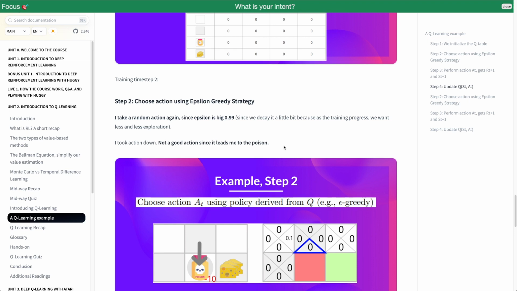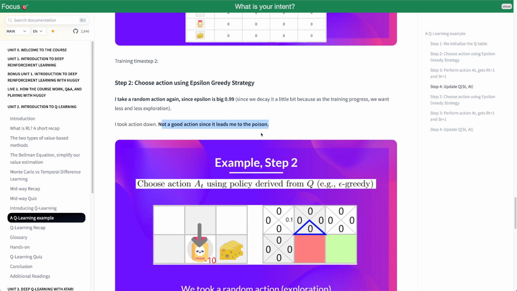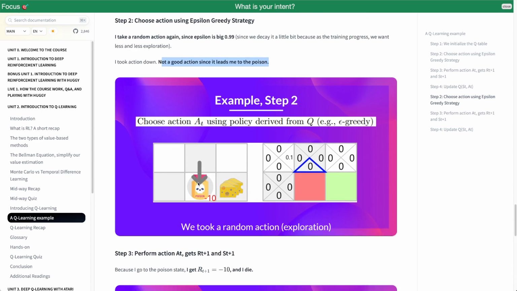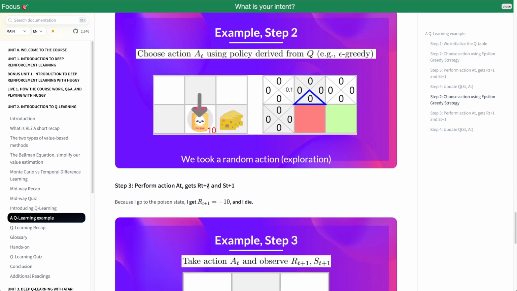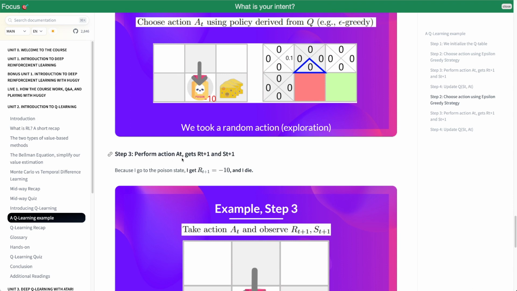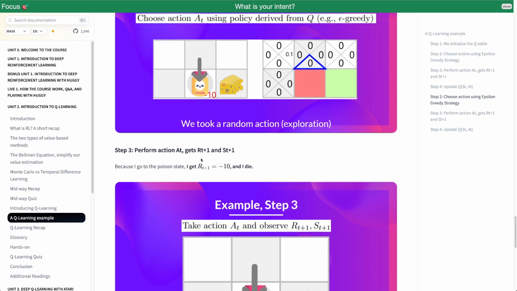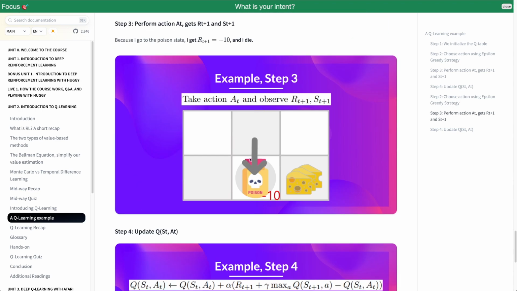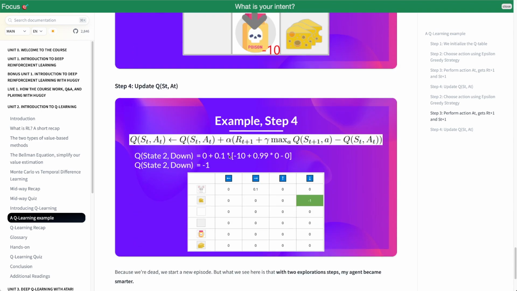Not a good action because it leads me to poison. Okay, so it shows down randomly, and down is -10, and also the termination of it. So when we perform action AT, it gets reward t plus 1 and state t plus 1, right? And the reward is -1, and I die. So it's -1 plus the whole thing ends. The mouse goes here into the poison, and it's -10. I don't know what the picture of the mouse is. I guess it's gone because of the poison.